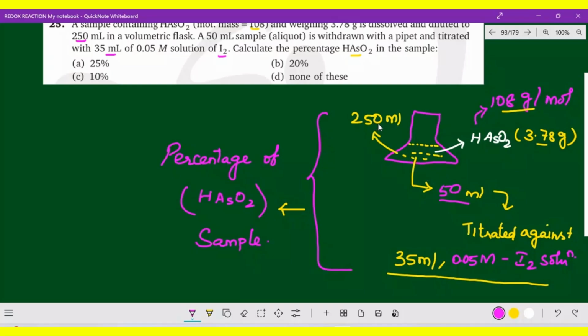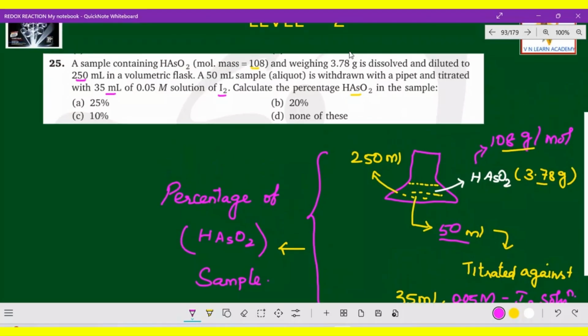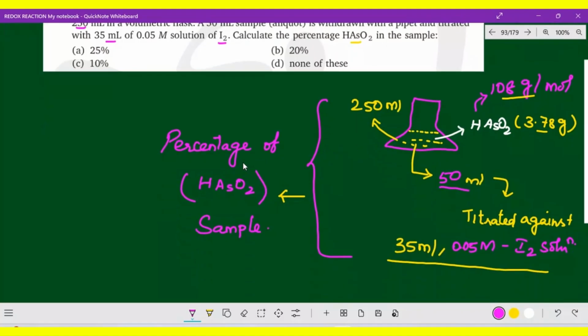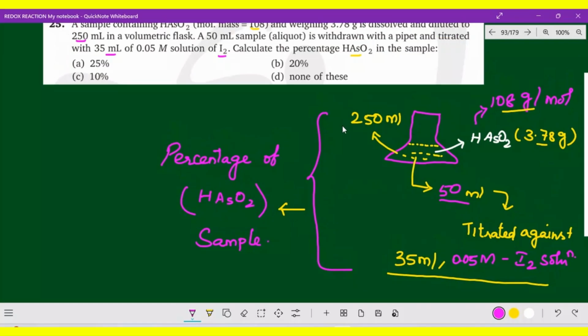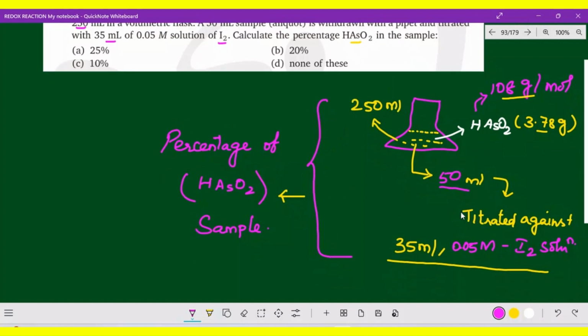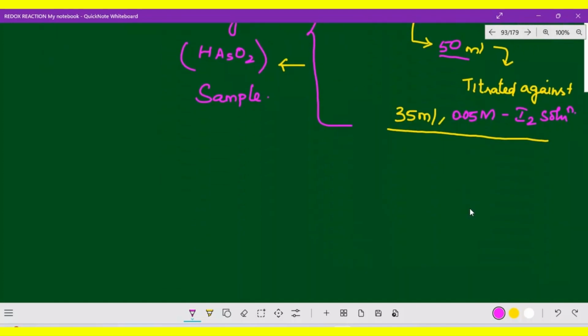They have taken the sample, 3.78 gram dissolved in 250 ml of the volumetric flask. In that, 50 ml they have taken of this liquid titrated against this. Now we have to identify the percentage of that arsenous acid. You know percentage of that arsenous acid, how to identify? They have given all these data, along with this picture I have explained. Come on, let us check how to identify.